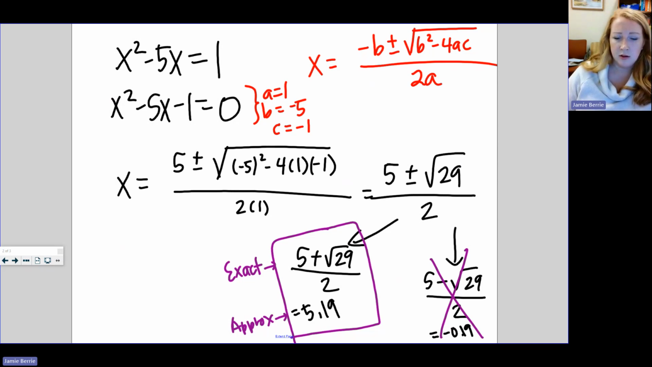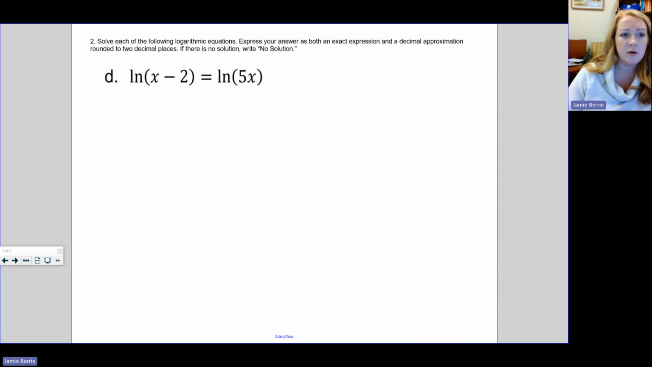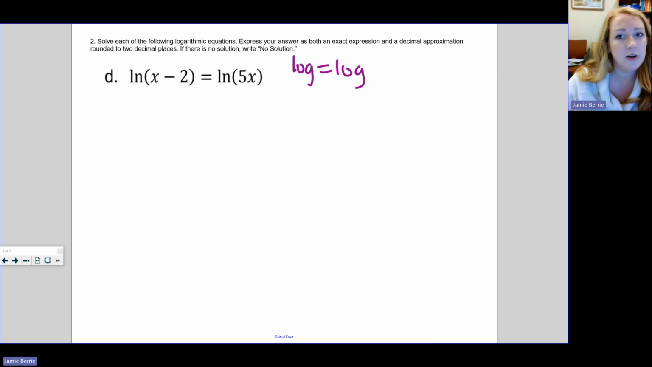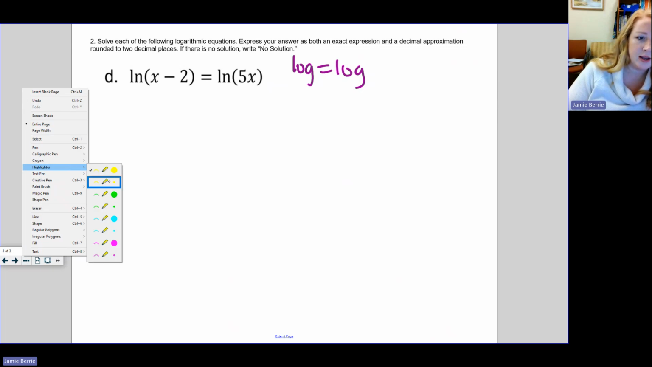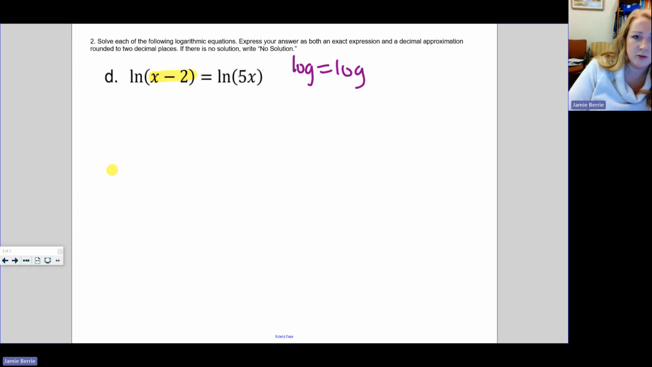All right, now I'm going to go on to the next one. If you need to pause or to catch up, that's fine. I'm just trying to make this video as short as possible. Here's our last problem, natural logs on both sides. So we've got log equal to a log. When we have a logarithm on both sides, remember we can just equate the arguments. We have to have a single logarithm on both sides, which we do. So we can just go ahead and equate those arguments.